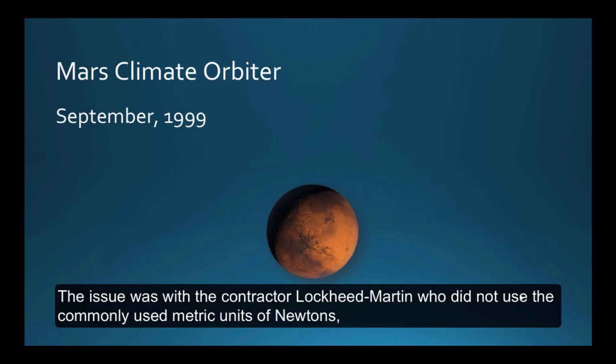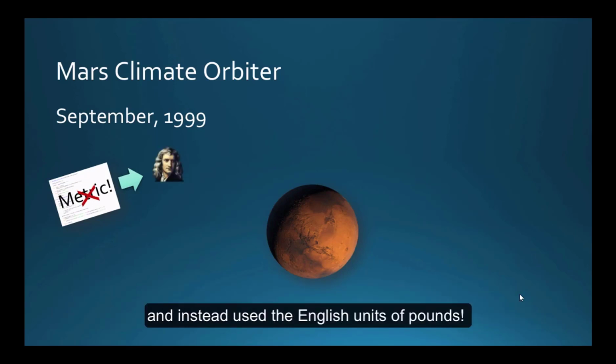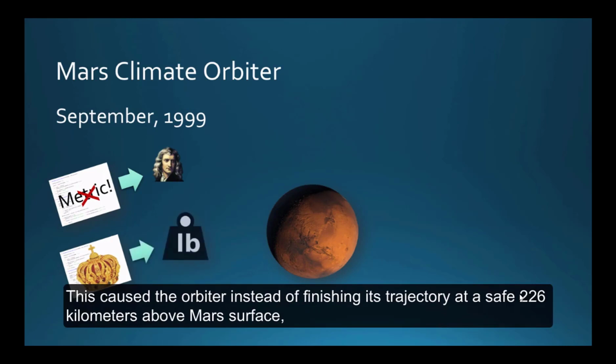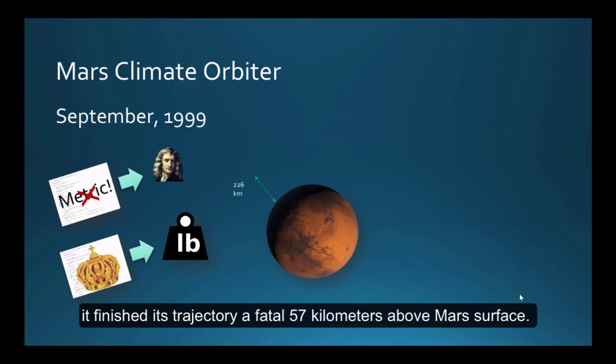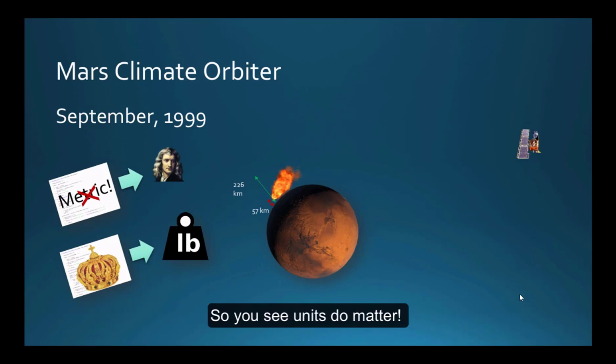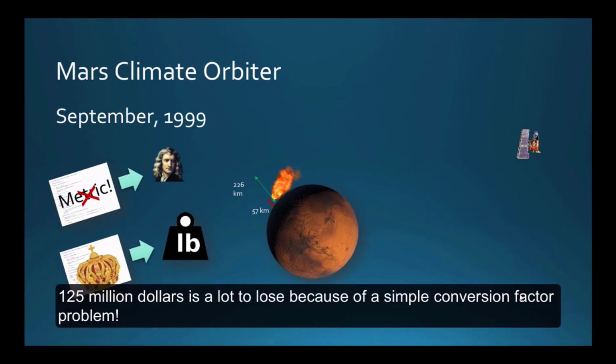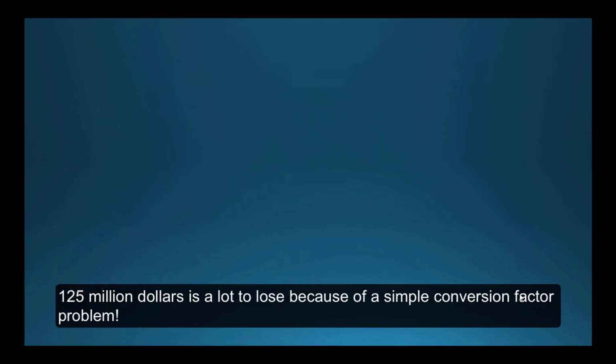The issue was with the contractor Lockheed Martin, who did not use the commonly used metric units of newtons, and instead used the English units of pounds. This caused the orbiter, instead of finishing its trajectory at a safe 226 meters above the Mars surface, to finish its trajectory a fatal 57 meters above Mars' surface. So you see, units do matter. $125 million is a lot to lose because of a simple conversion factor problem.